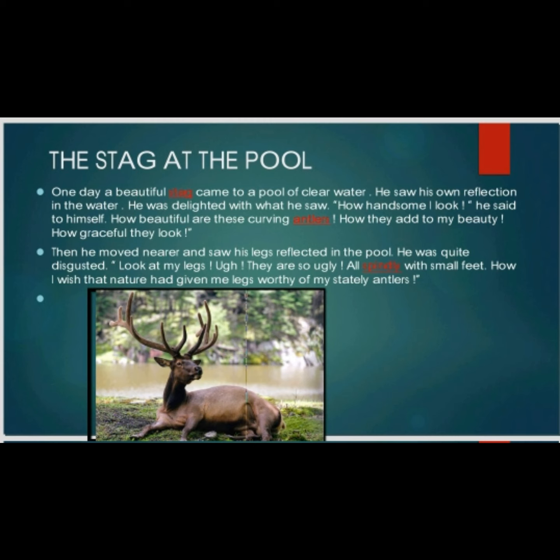One day a beautiful stag came to a pool of clear water. What is the meaning of stag? Stag means a male deer. As he went down to drink, he saw his own reflection. Reflection means, children, his own image. As he bent down, he saw his own image in the water. And when he saw his image, he was delighted with what he saw. He was very happy with his own reflection. Instead of drinking water, he kept looking at his own reflection.